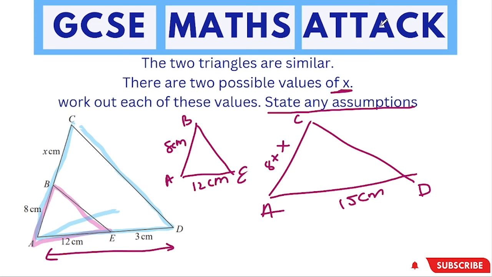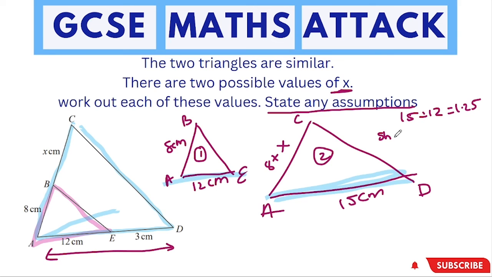Okay, the first thing we need to do is work out the corresponding sides. So I can see A to E and A to D are your corresponding sides. So the first thing I'm going to do is work out the scale factor. So I'm going to do 15 divided by 12, which gives me 1.25. Okay, so if I'm going from shape 1 to shape 2, I need to multiply by 1.25.